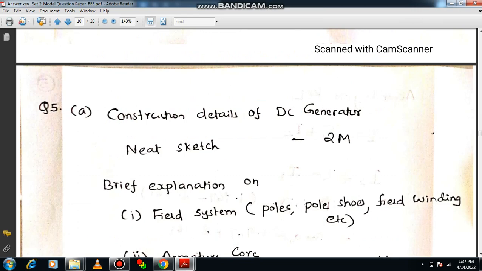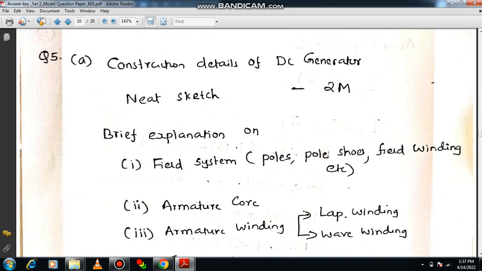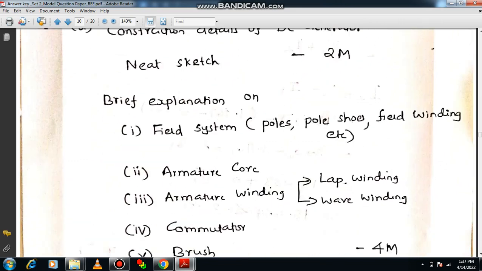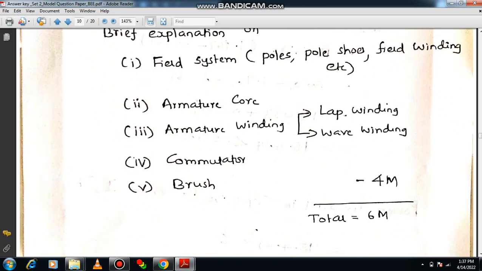Whenever you are mentioning the construction, it means what are the components it is made up of. Better you can draw a neat sketch. It carries the weightage of 2 marks. In that you have to mention the field system and armature separately. So you have to give a brief explanation on the various components of field system such as pole shoes, field winding and a brief function. We do not require the entire explanation. Only the brief explanation is more than sufficient.